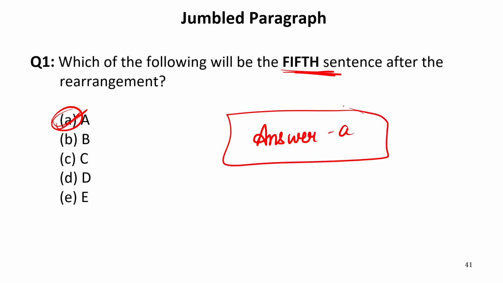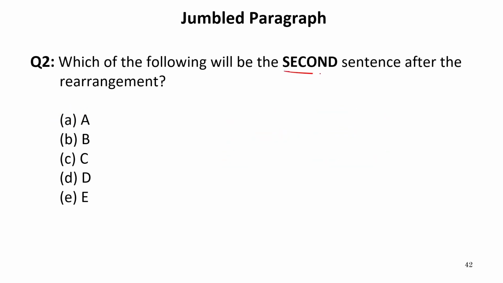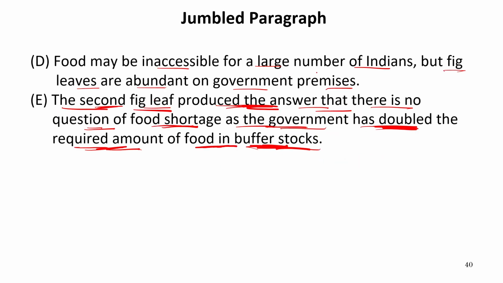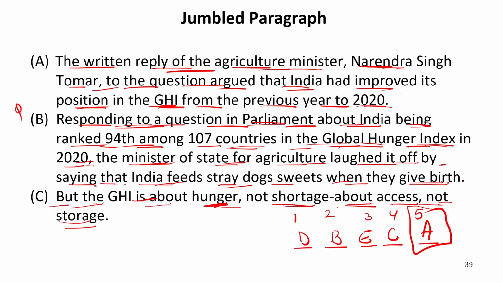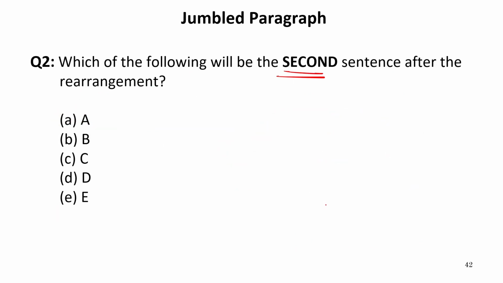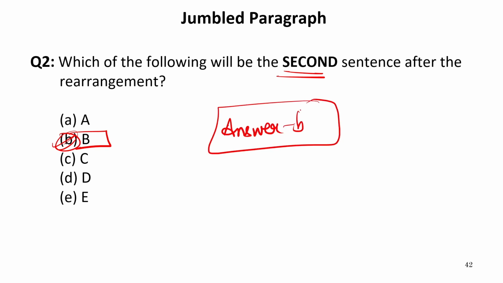Now let us move to the next one. We have been asked about the second sentence after rearrangement. Now let us see which is the second sentence, that is B. So the second sentence is B. Let us see it in the options. It is written in option B, of course. So our answer is B.